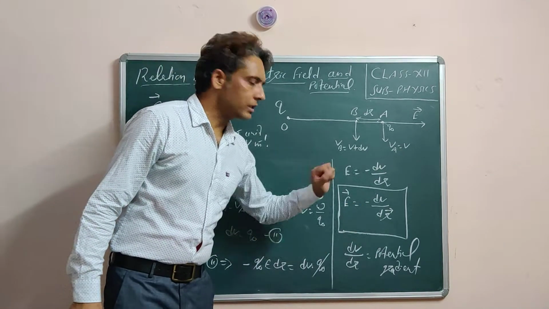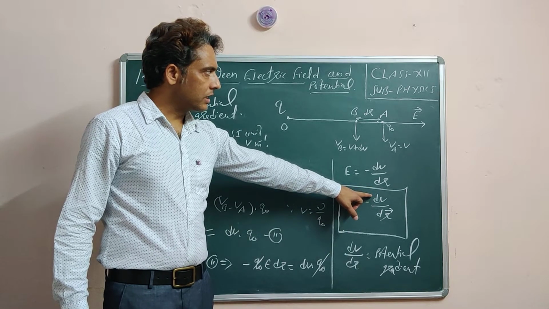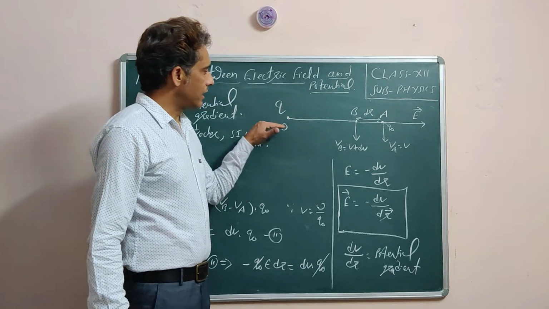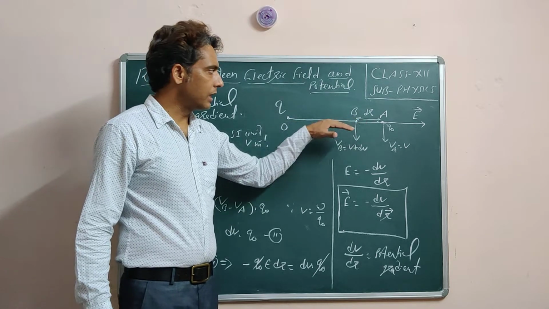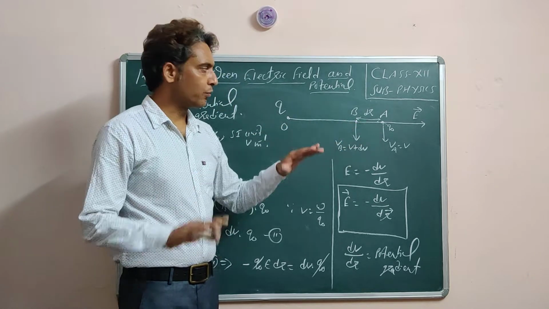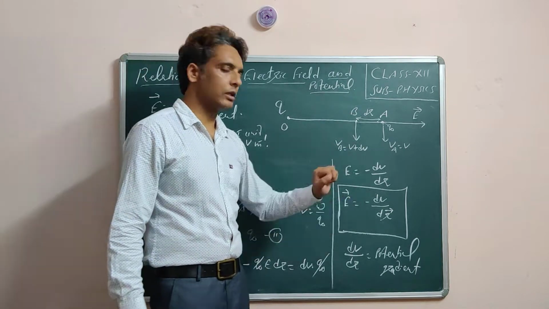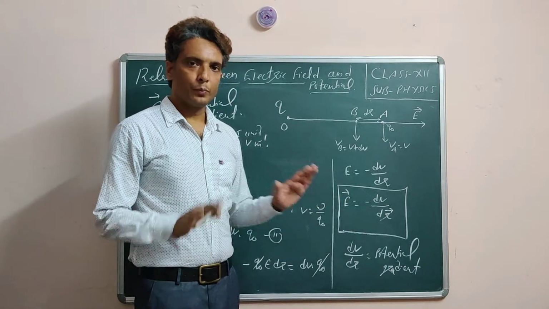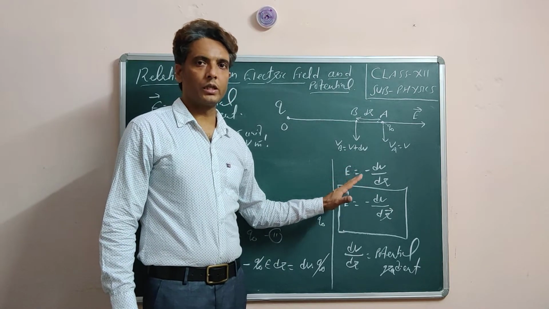Now what does this negative sign signify? Here this negative sign signifies that potential decreases in the direction of electric field. You can see from here, as we move away from this charge, the electric potential goes on decreasing, and the direction of electric field is also directed away from the charge, meaning potential decreases in the direction of electric field. So this is the physical significance of the negative sign. Sometimes it is asked in exam what is the significance of this negative sign.